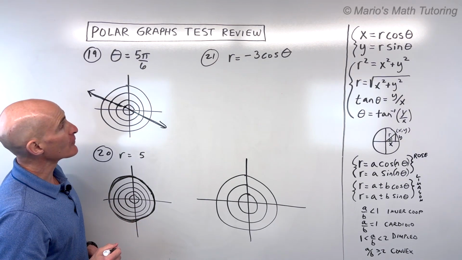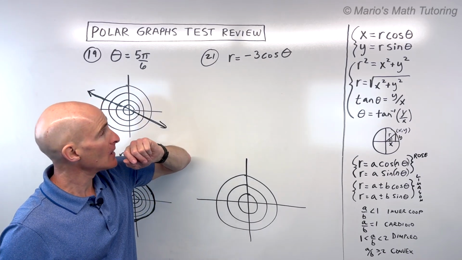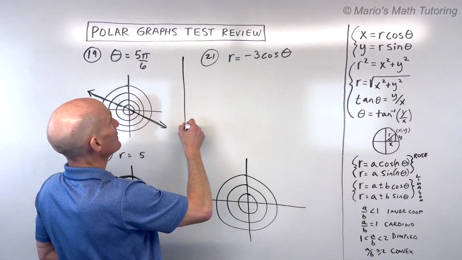Okay, now for number 21, we have r equals negative 3 cosine theta. Now, one technique is to make a table. You can make a table like this.